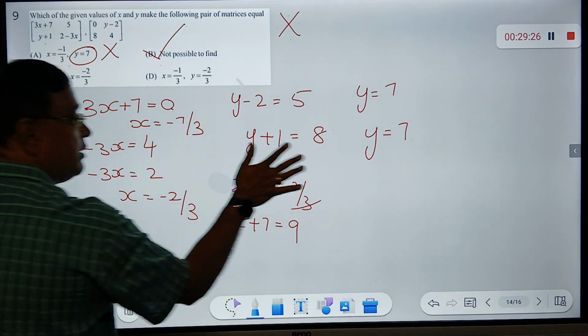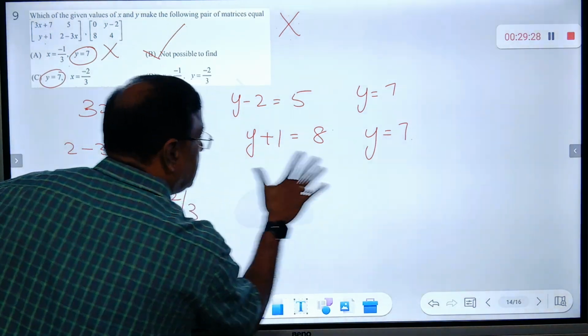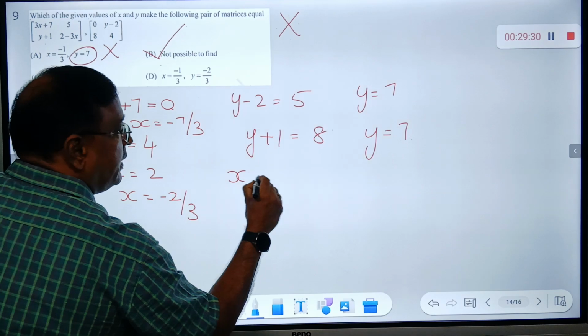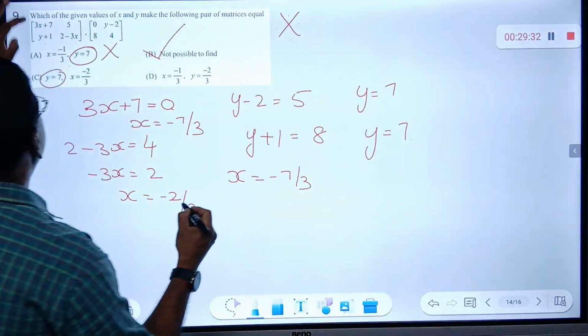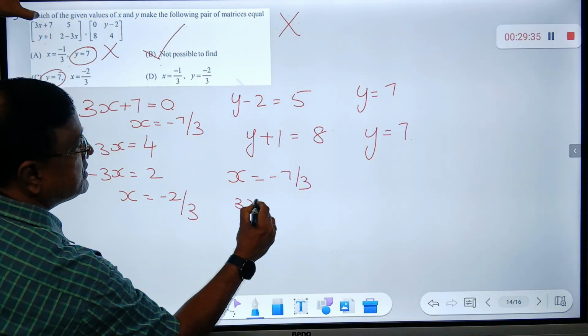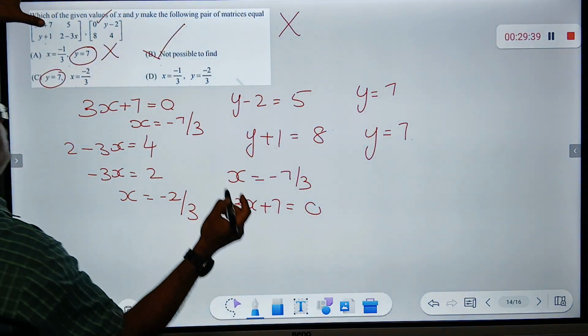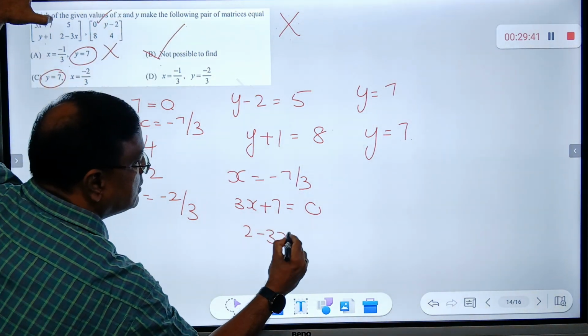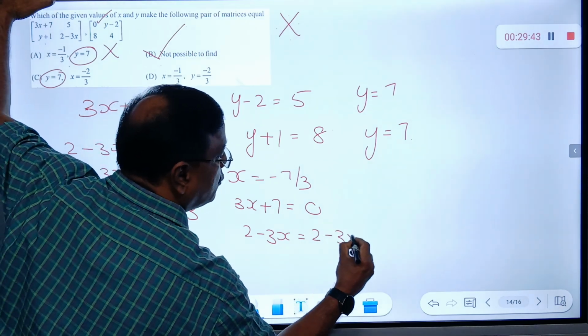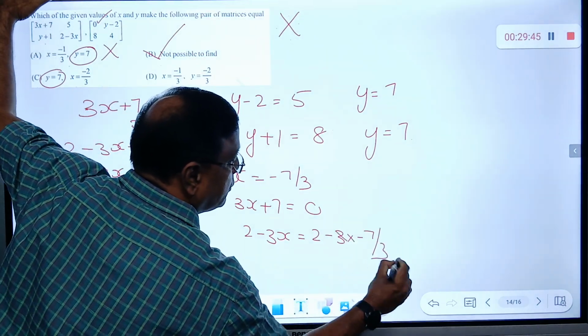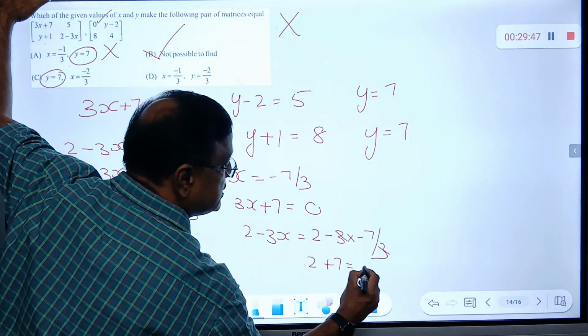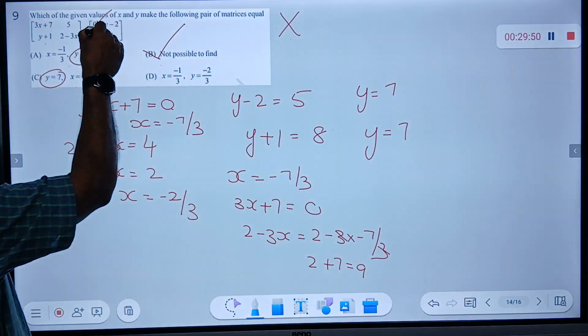I hope you understand. I'll repeat again. Suppose x is minus 7 by 3, I substitute here 3x plus 7. What is the answer? 0. It's perfect. It's correct. Now 2 minus 3x, which is 2 minus 3 into minus 7 by 3. So what do I get? 2 plus 7, which is 9. But actually I'm supposed to get 8.